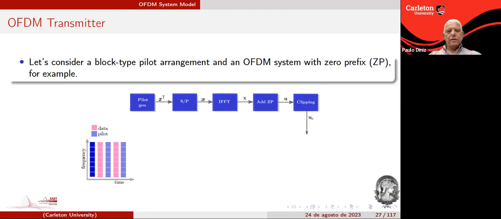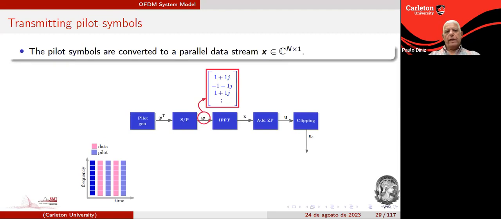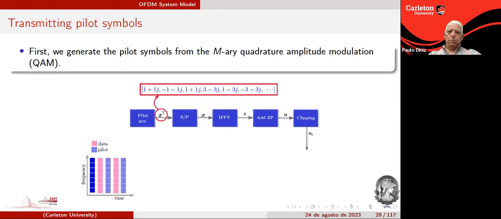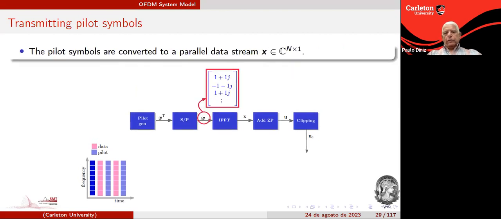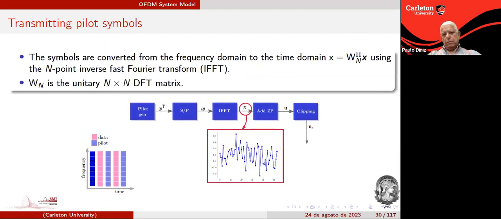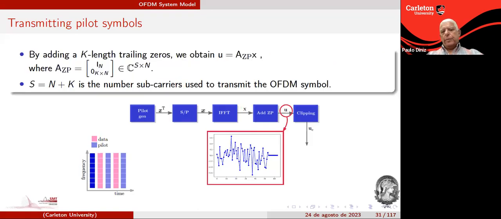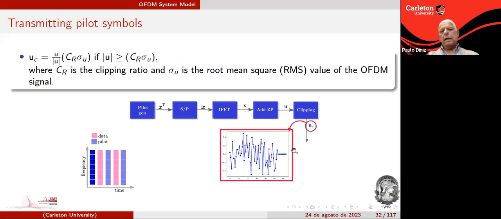But anyway, communication is like this. So you have an OFDM system, you have pilot data. Usually you generate a set of symbols, then you make them parallel, and you perform the inverse FFT, and add the prefix here. I added a zero prefix, as you see here. And then I did some clipping on the signal in order to deal with this PAPR.